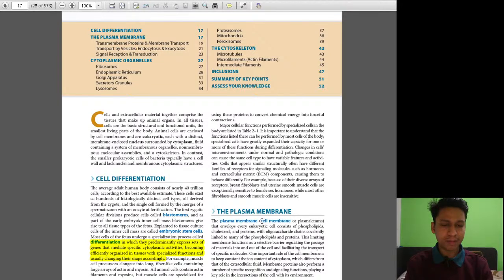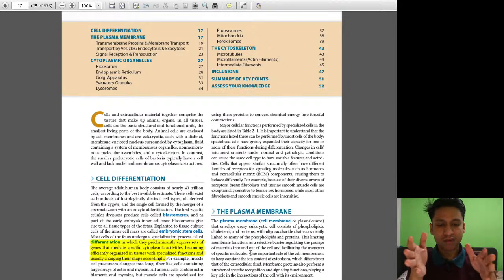The plasma membrane, or cell membrane, or plasmalemma, that envelops every eukaryotic cell consists of phospholipids, cholesterol and proteins with oligosaccharide chains covalently linked to many of the phospholipids and proteins. This limiting membrane functions as a selective barrier regulating the passage of materials in and out of the cell and facilitating the transport of specific molecules.